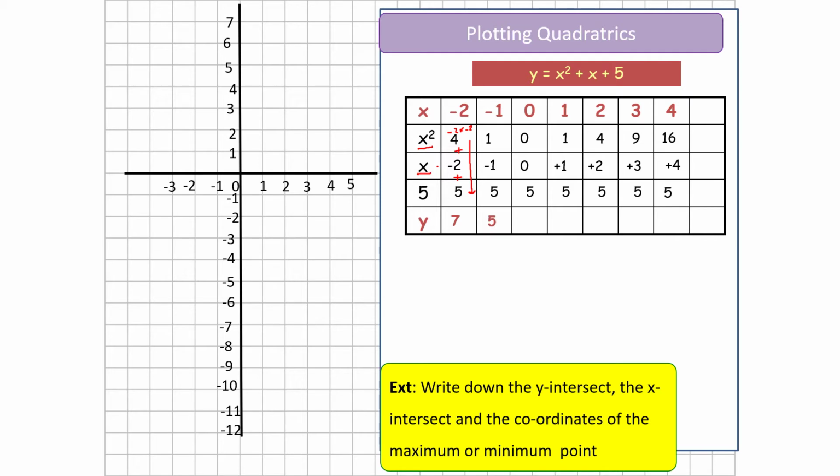Now, can you do the rest? Pause the video, give it a go. Now, that's perfect. Sometimes this is just good practice. If you make a mistake, just write that coordinate down underneath so you know exactly what you're plotting.